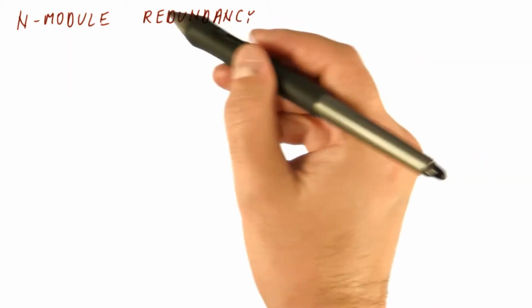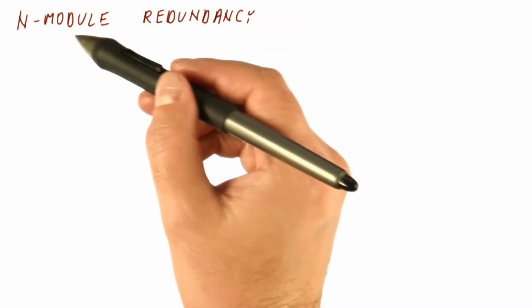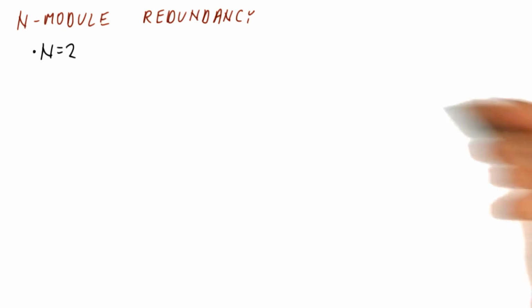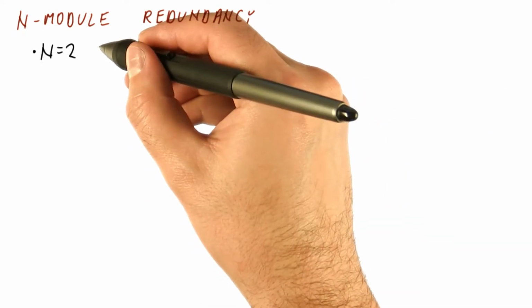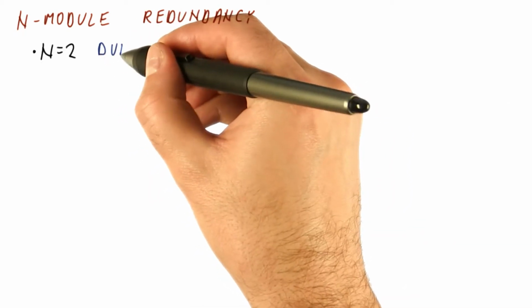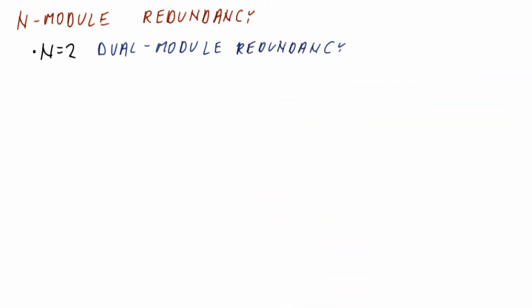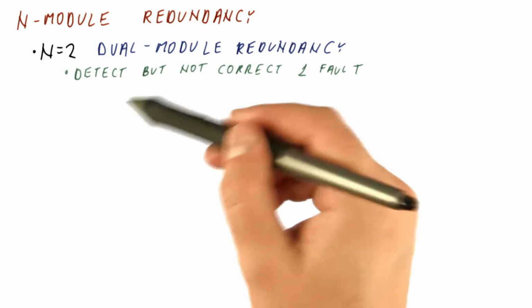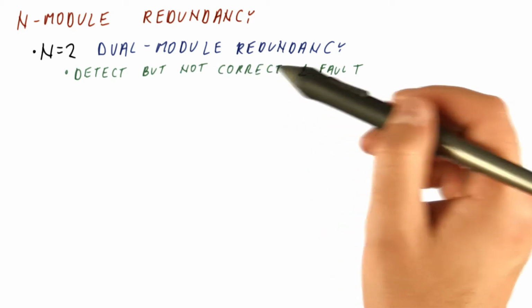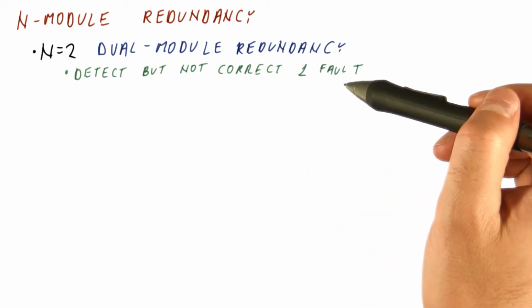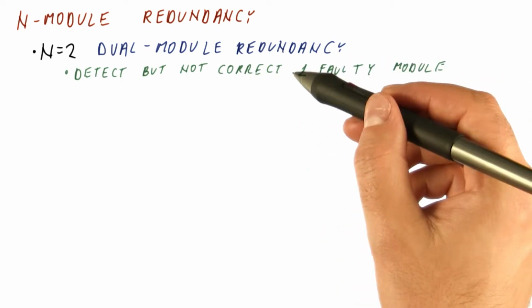So let's look at a more general redundancy-based approach, which is the n-module redundancy. For n equals 2, we have already seen a brief example of that. We call this dual module redundancy, and we have seen that it can guarantee detection, but not also correction of one fault, or one faulty module for that matter.